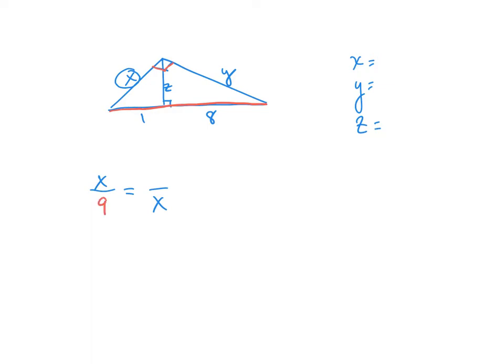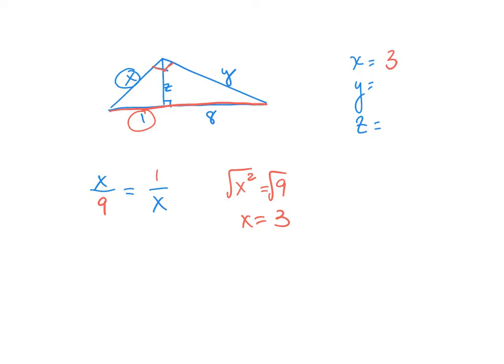What does the segment next to the leg measure? 1. And now we can find x. We have x squared equals 9 times 1, which is 9. Square root, x equals 3. So we've got x. Y is also a leg.